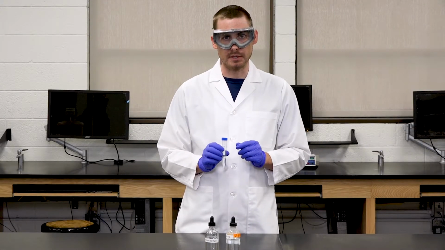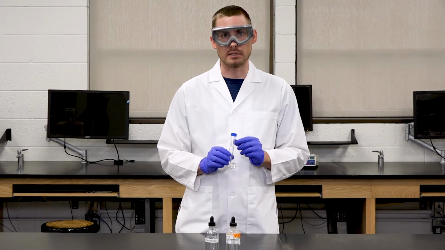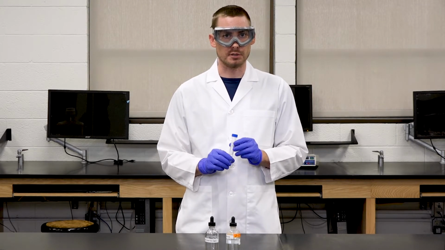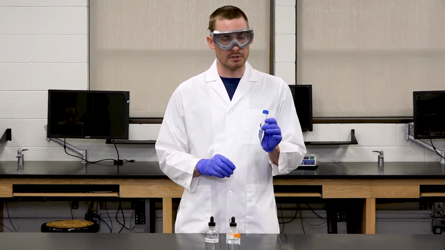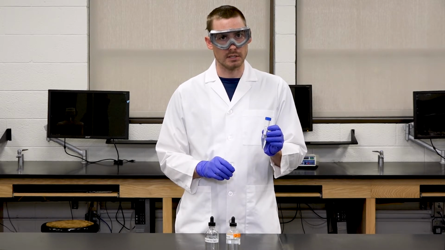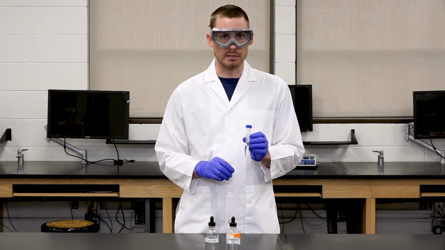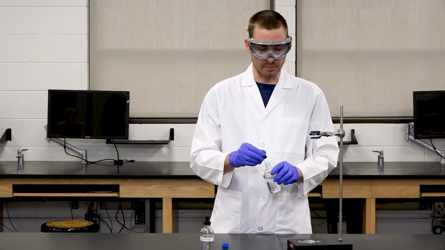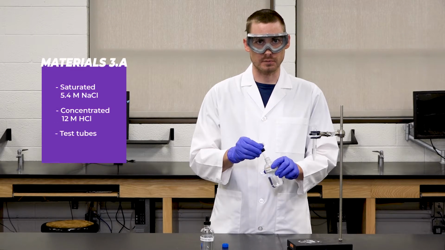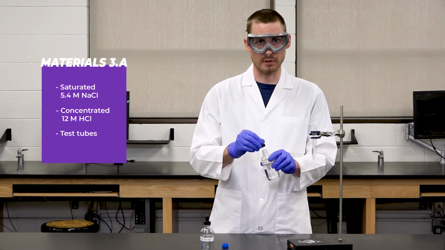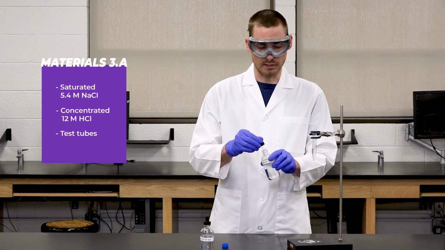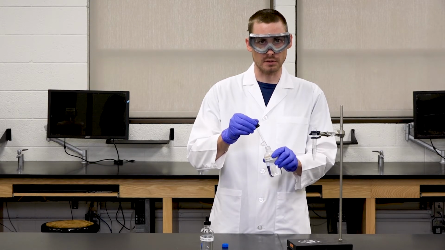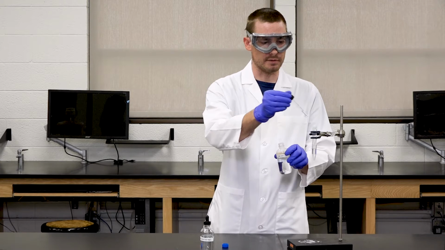So the last experiment that we're going to be doing is experiment 3A, the equilibrium constants and the equilibria of saturated solutions. So in this test tube, we have 4 milliliters of saturated sodium chloride solution, basically a salt solution. To the 4 milliliters of sodium chloride solution, we're going to add 2 milliliters of 12 molar hydrochloric acid. If you watch closely as you add the hydrochloric acid, you will notice the salt crystals start to precipitate out of solution.